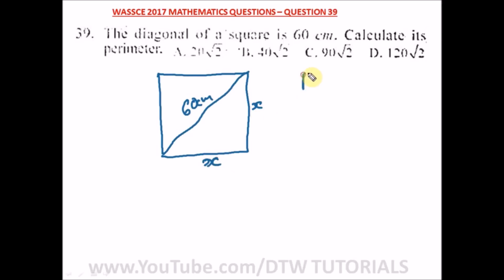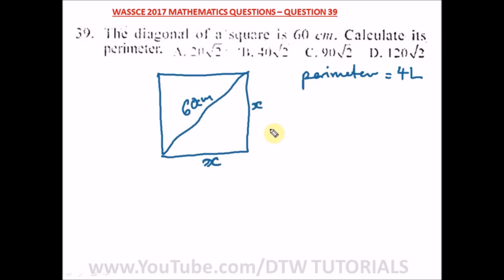Okay, remember, perimeter of a square. What's the perimeter of a square? Perimeter of a square is 4L. Okay, don't forget that. All right, so what's the next thing? We are told to find the perimeter. So we know this as x, since they are the same. So all we need to apply is Pythagoras theorem. Okay, which is here, this is the hypotenuse.